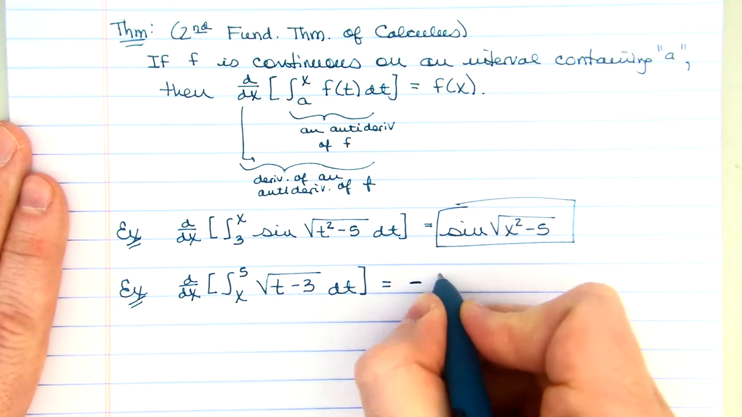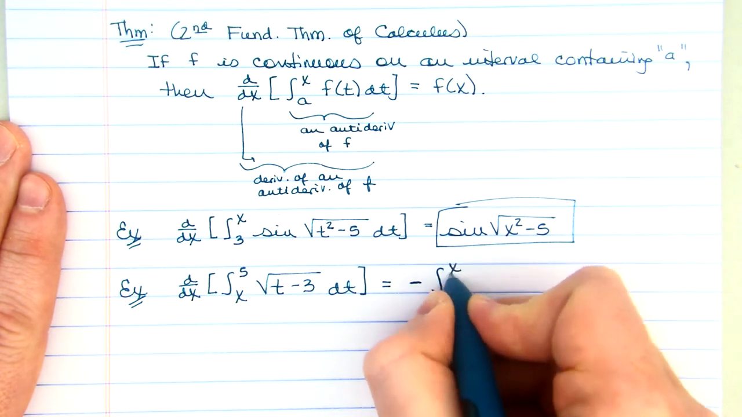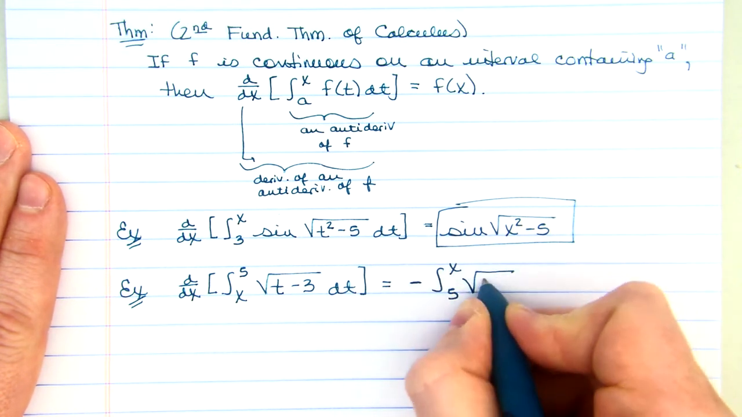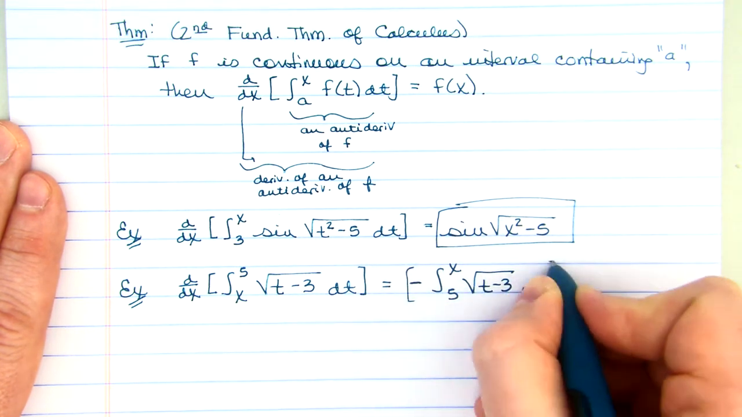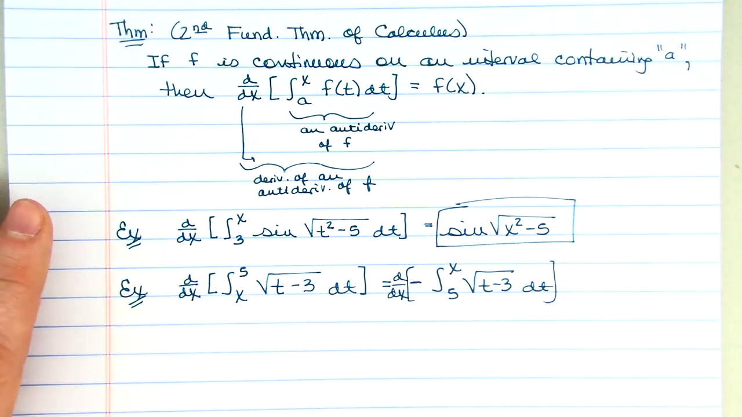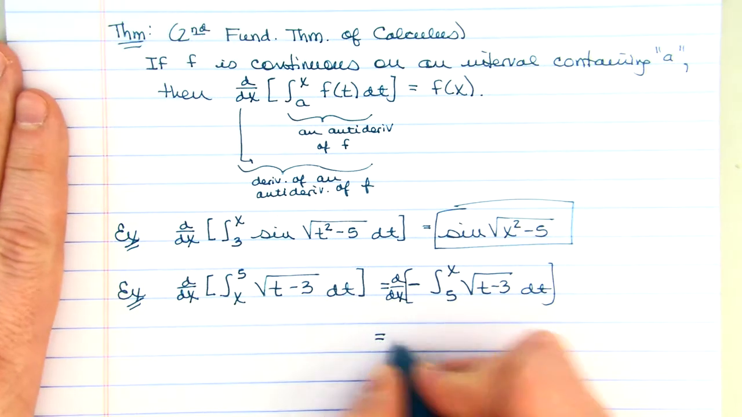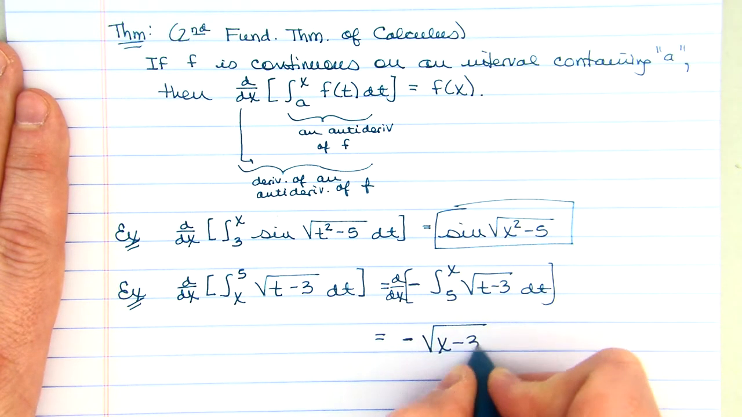So what can you do so you can use the second fundamental theorem of calculus? I can make this negative, and I can switch the limits of integration. I can make this negative the integral from 5 to x of the square root of t minus 3 dt. You know what? I messed this up a little bit. Don't forget the derivative operator beforehand. Well, now you go and find the derivative of that. This should hopefully give you negative the square root of x minus 3.